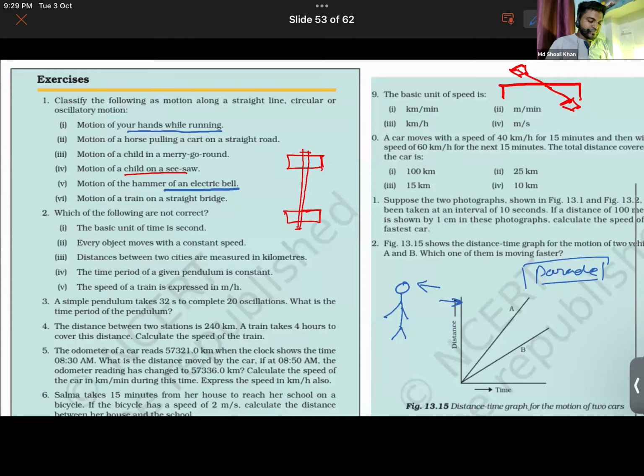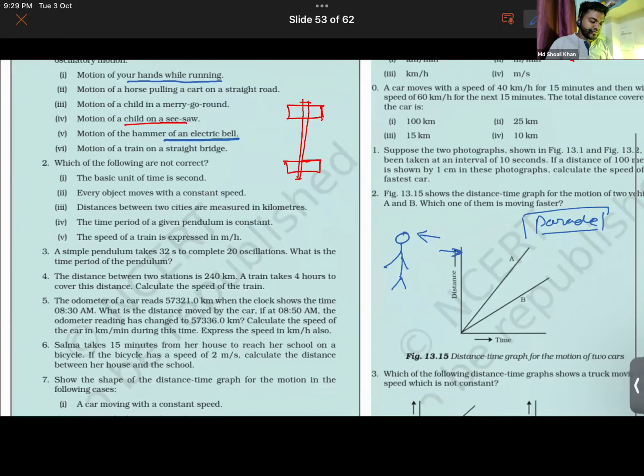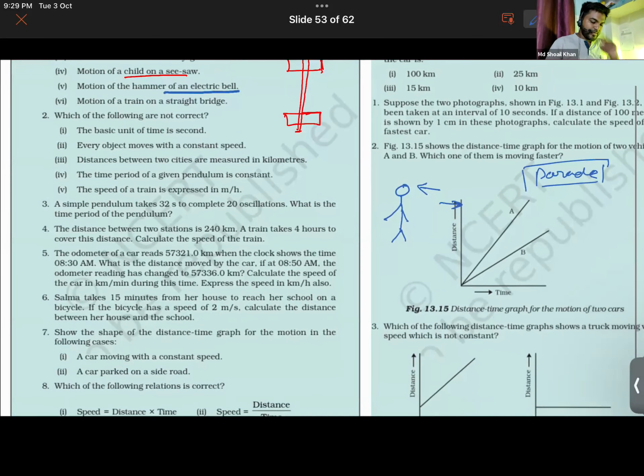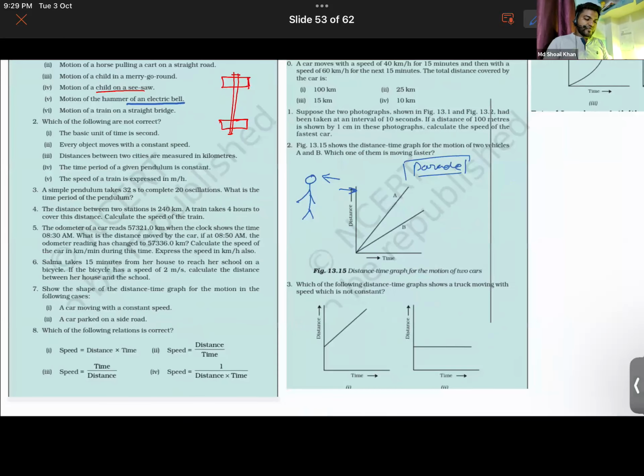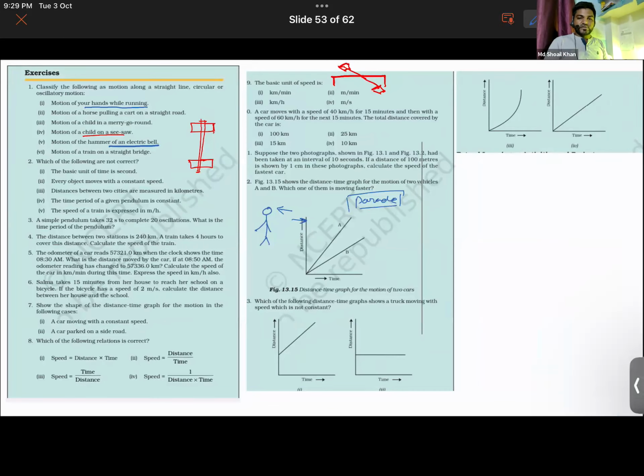See question numbers 2, 3, 4. Do one thing now: try to solve all the questions. The ones in which you will be having problems we'll be discussing in the next class. Okay. Sure, sir.